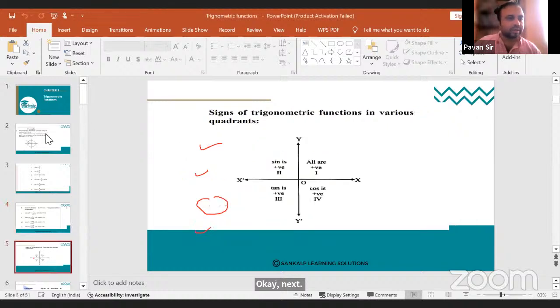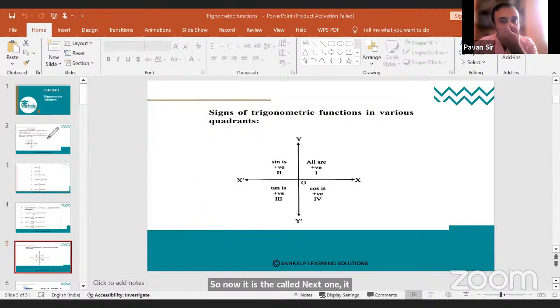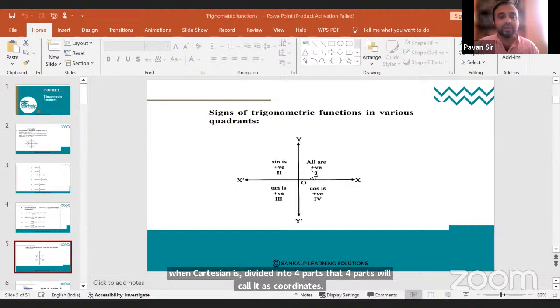So now next one is the sign of trigonometric functions in various quadrants. When the Cartesian plane is divided into four parts, those four parts we call quadrants. Here we are going to discuss what type of sign the trigonometric functions take with respect to the given quadrant.